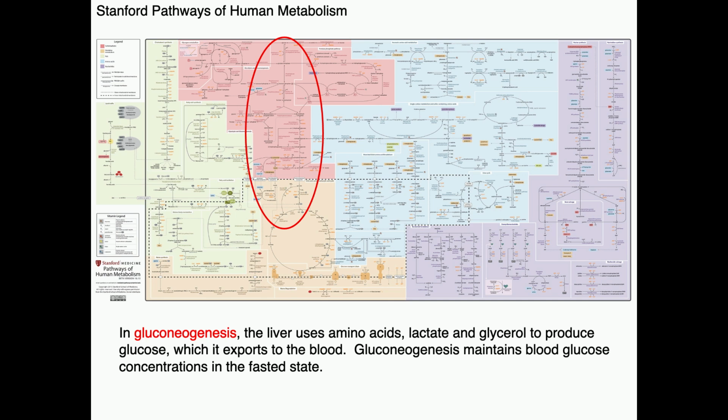There are a lot of overlapping enzymes with glycolysis. There are 3 important reactions that are not catalyzed by glycolytic enzymes, but all of the rest of the enzymes responsible for converting pyruvate into glucose are glycolytic enzymes. So there's a lot of overlap with glycolysis.